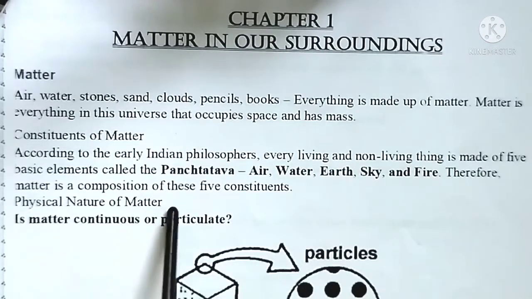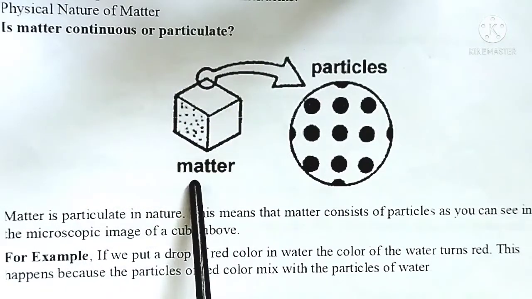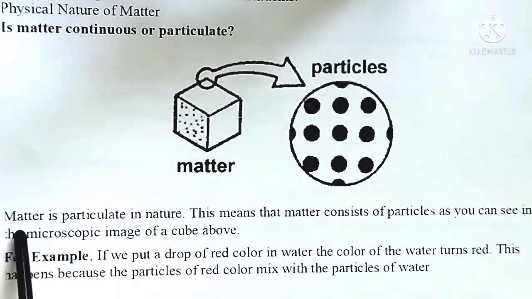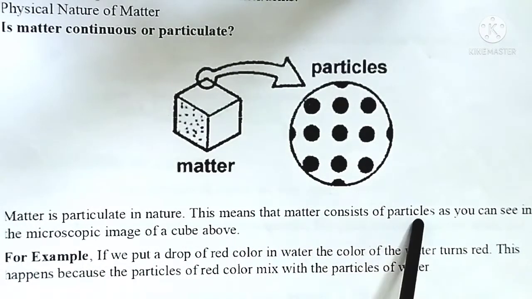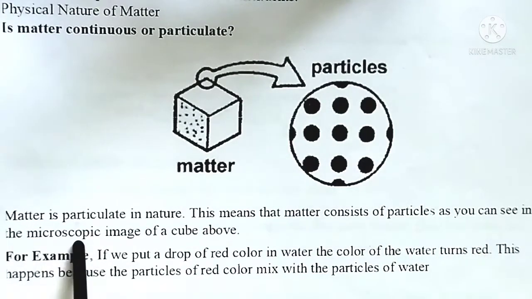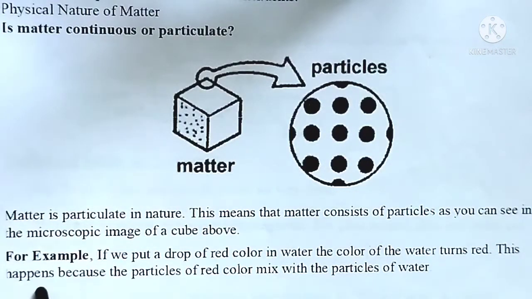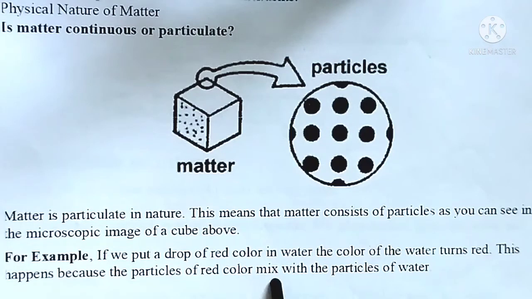Physical nature of matter. Matter is particulate in nature. This means that matter consists of particles, as you can see in the microscopic image of a cube above. For example, if we put a drop of red color in water, the color of the water turns red. This happens because the particles of red color mix with the particles of water.